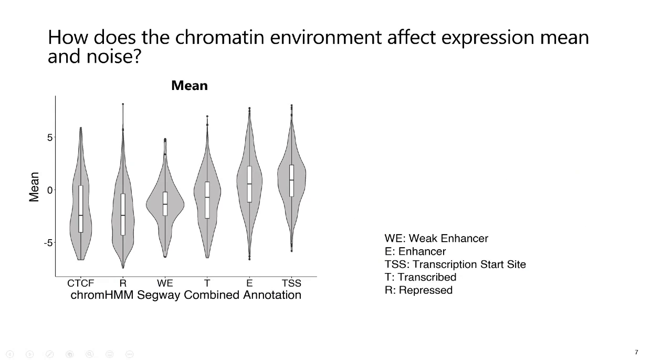What TRIP allows us to do then is answer the question, how does chromatin environment affect expression mean? Here on the x-axis, I'm showing you the ChromHMM Segway combined annotation, which is an annotation based on the chromatin environment.